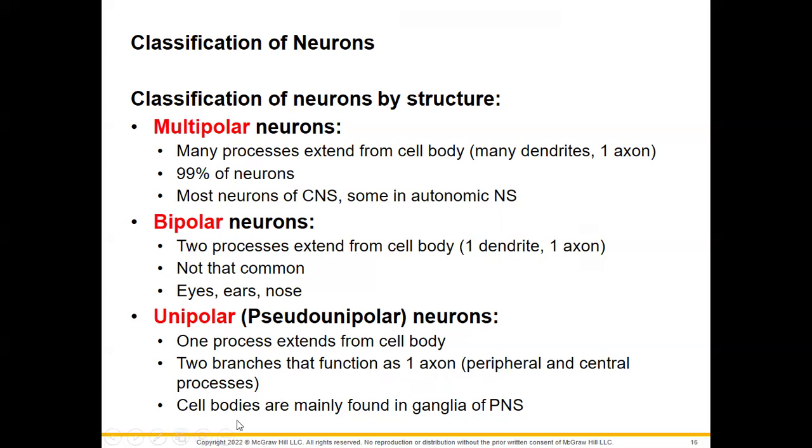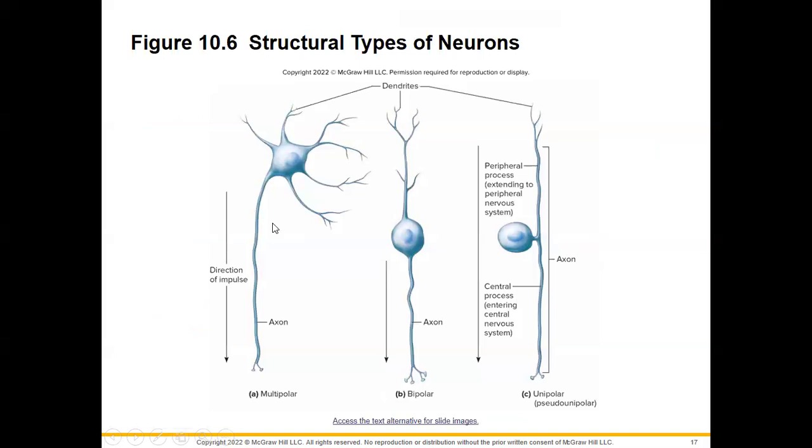So these cell bodies are mainly found in the ganglia of the peripheral nervous system. So what that looks like. Your multipolar neurons are the neurons that we typically see when we are looking at neurons. Anytime somebody draws a neuron, they're drawing a multipolar neuron. And remember, that means that you have many processes coming off of the cell body. There's going to be multiple dendrites and one axon coming directly off of the cell body.